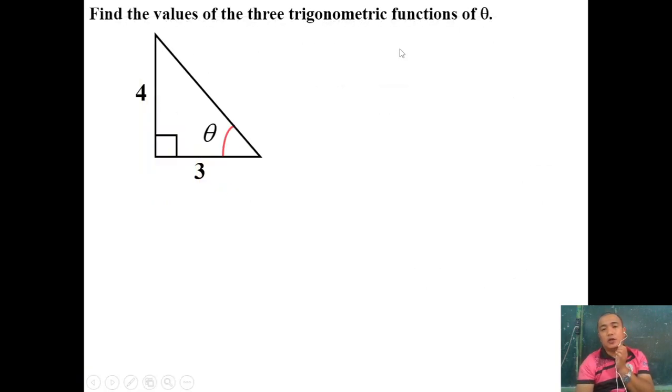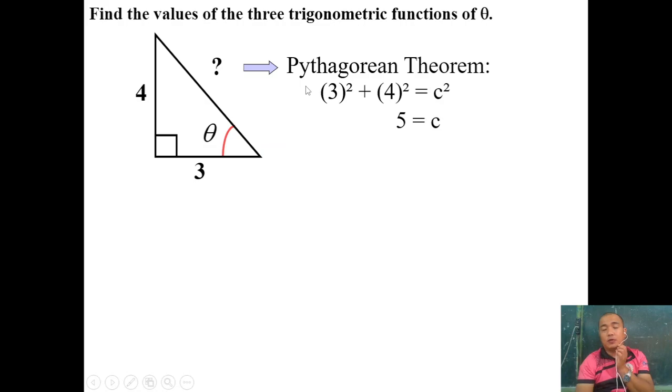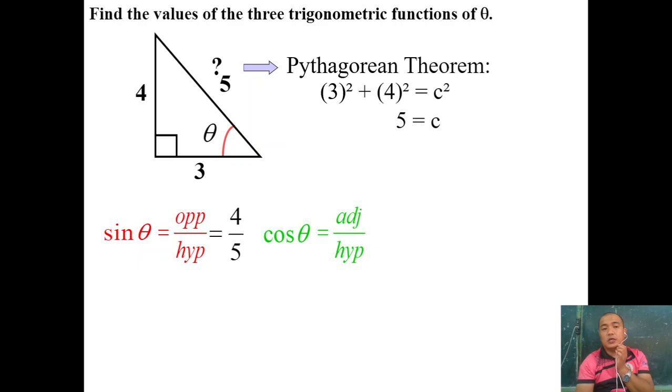Next, find the values of the three trigonometric functions of theta. The legs are 4 and 3. For the hypotenuse, you can solve that using the Pythagorean theorem. 3 squared plus 4 squared equals c squared. 9 plus 16 is 25, and the square root of 25 is 5. So c is 5. Sine theta, SOH CAH TOA, opposite over hypotenuse, is 4/5. Cosine theta, adjacent over hypotenuse, is 3/5. Tangent theta, opposite over adjacent side, equals 4/3.